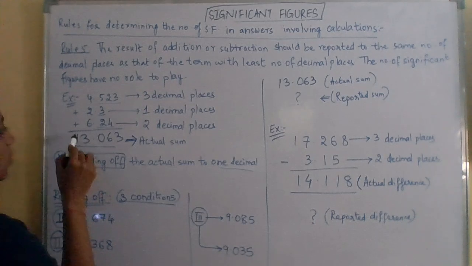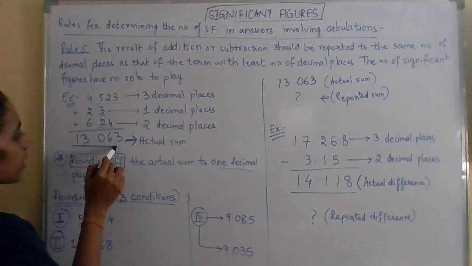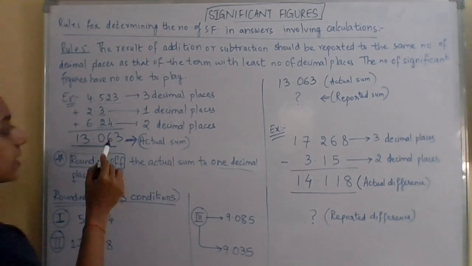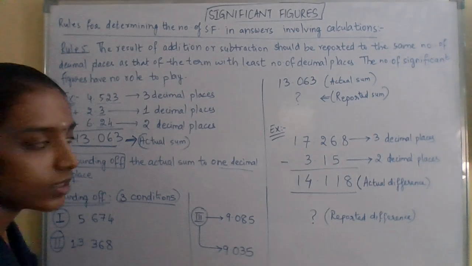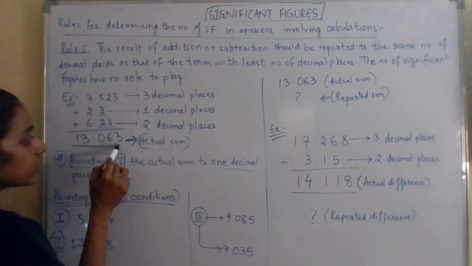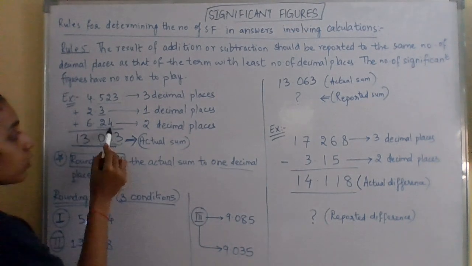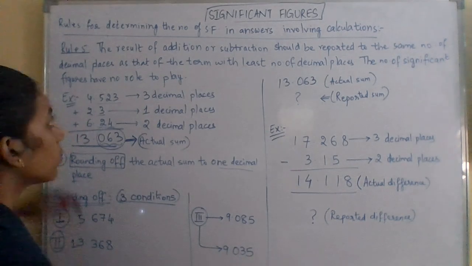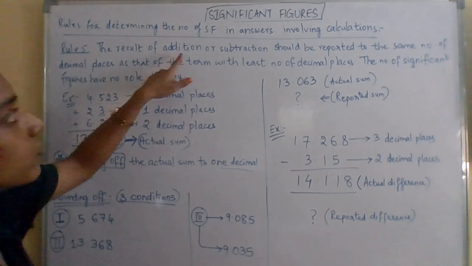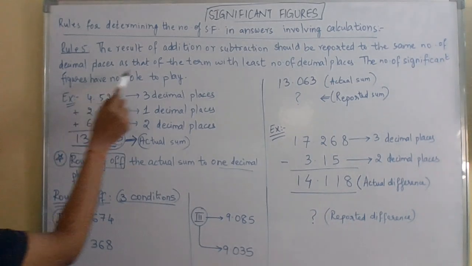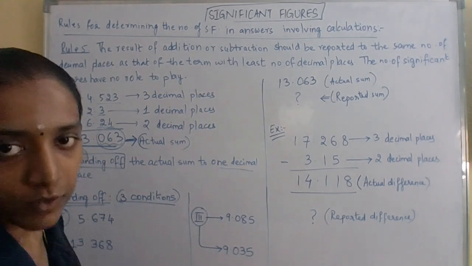When we add all these 3 terms, we get 13.063, which is called the actual sum. In addition, you have to use the term actual sum. This 13.063 has 3 decimal places. Now we have to reduce these 3 decimal places to 1 decimal place, because according to rule 5, the result of addition or subtraction should be reported to the same number of decimal places as that of the term with the least number of decimal places.